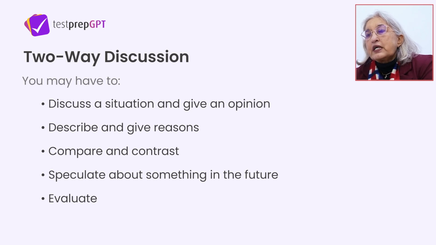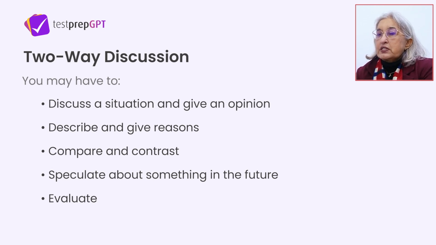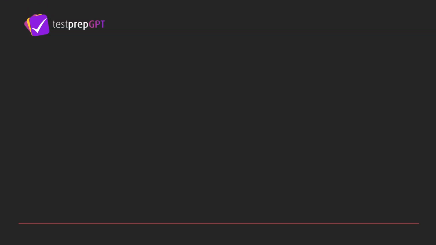So it's not that the examiner will ask you directly, evaluate something, assess something, or compare something with something else, or contrast it. The questions will not be direct. They can be indirect. But from that you have to judge that this is what you are required to do. So these are the various things that are done in the two-way discussion, which is the third part of the speaking test.